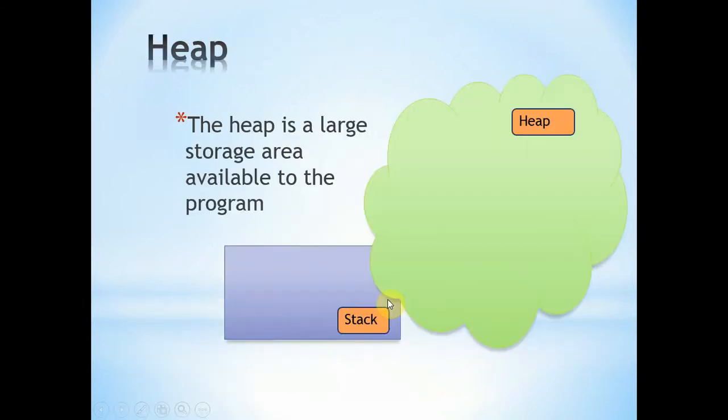The heap is something quite different. It's a large storage area that is available to the program. So the heap and the stack exist side by side. Every time a method is called, it's put onto the stack. Every time we create a variable on the heap, that's put into the heap. Let's have a look at an example.